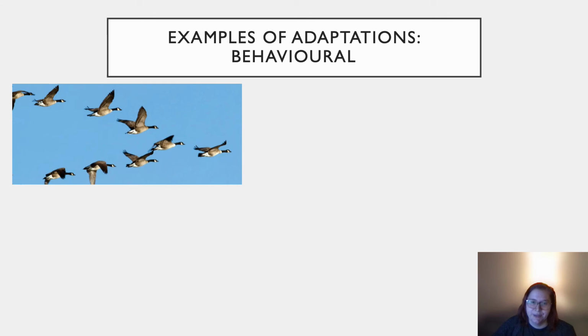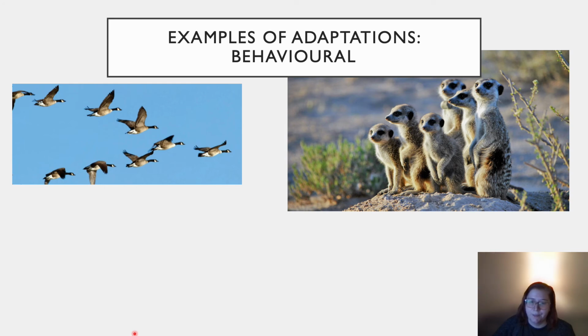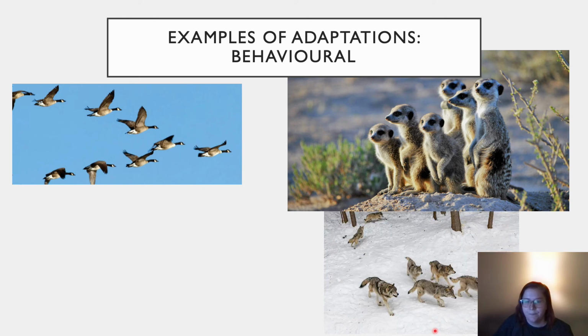Okay, here's some examples of behavioral adaptations. So many animals migrate. I'm sure you hear in Vancouver when the geese are migrating, they're overhead honking. So migration is a behavioral adaptation that helps species survive the winter. Here's some meerkats. They have a behavioral adaptation of having lookouts. So these lookout meerkats will warn the rest of their colony if they see a predator coming.